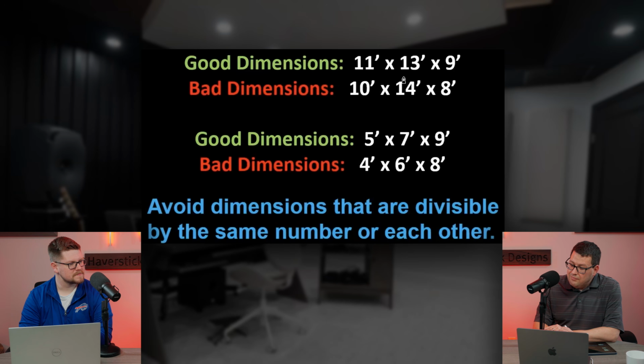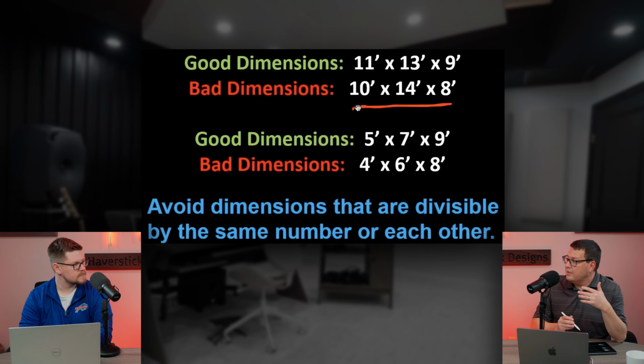Absolutely. So bad dimensions: if 11 by 13 by 9 is good, another room that's not too far off from that is 10 by 14 by 8. You know, it's about the same size. However, those are bad dimensions because they're all divisible by 2. And it's something that is going to cause low frequency issues. At certain frequencies, sound is going to build up and cancel out even more than it would in a different size space. Sure.